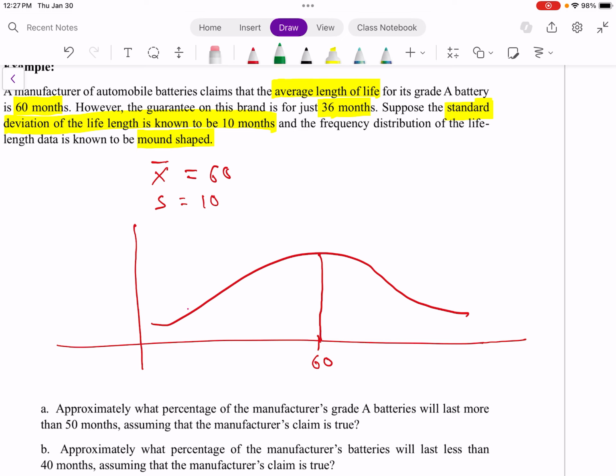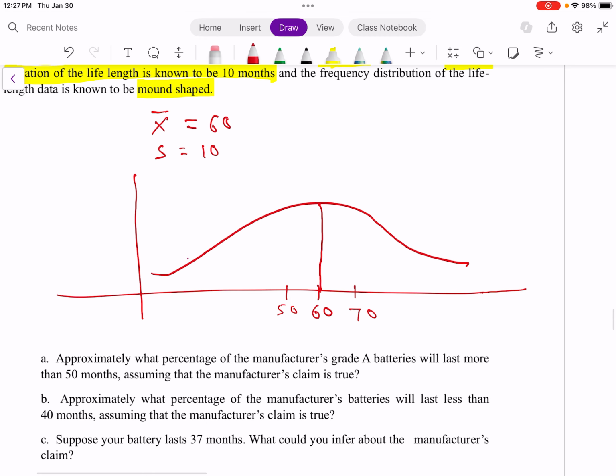Now, let's construct one standard deviation of a mean. So you go 10 on the right. So this is 70, right? And you go 10 on the left. So we have 70, we have 50. So 50 to 70 is one standard deviation of a mean. Okay? Two standard deviations. So what will this be? Yes, this is going to be 80, this will be 40, right?